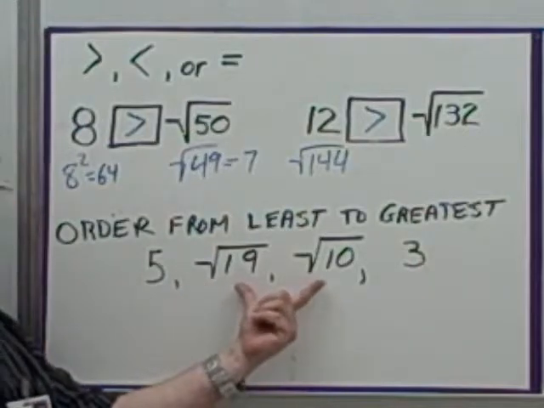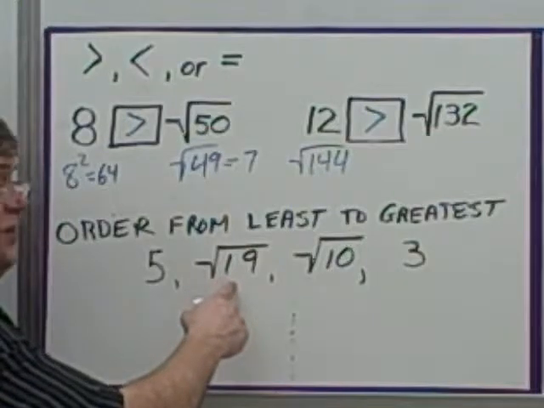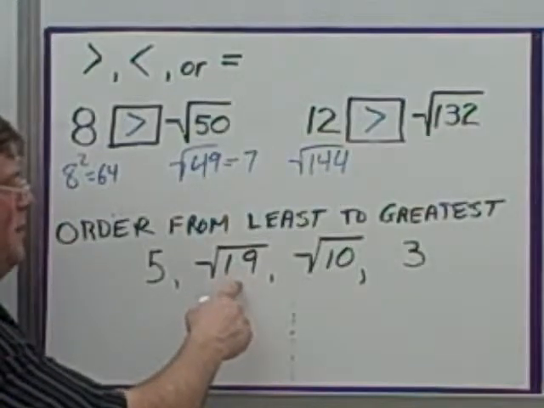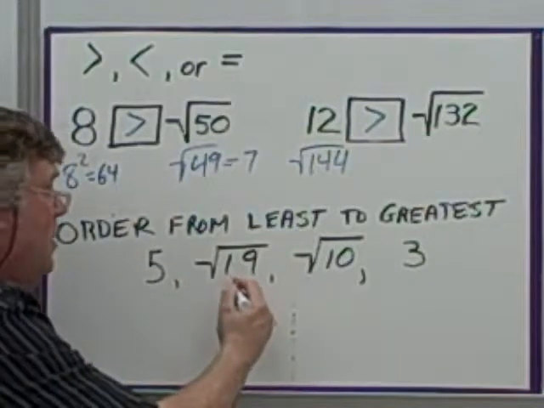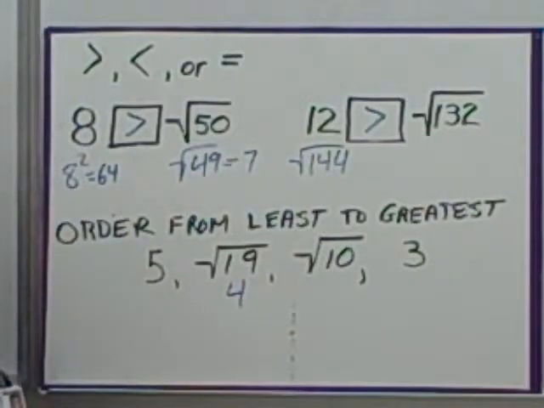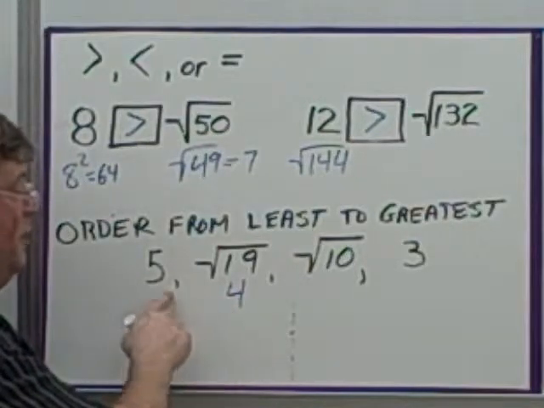Well, to do that, we need to have an approximate value for these. This one is close to 16, definitely less than 25, but closer to 16. So I'm going to say the square root of 16 is 4, so this is about 4 in value. Definitely less than 5.